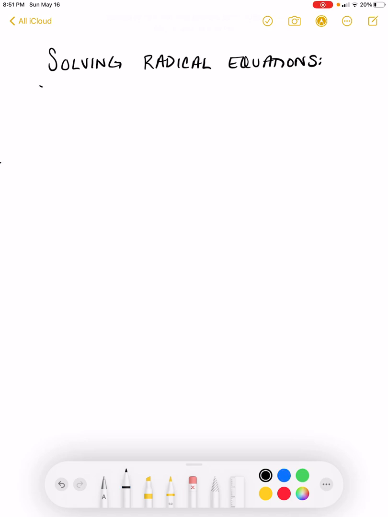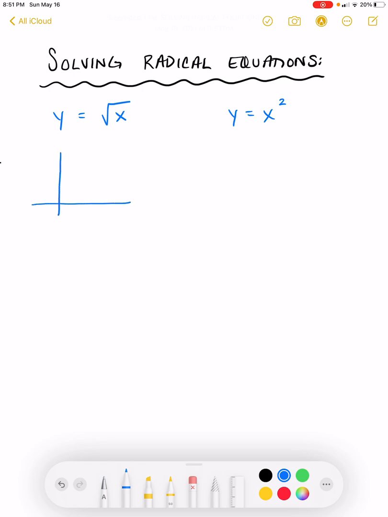All right, so what we're going to talk about in this video is how to solve radical equations. Before we get into our first example, we need to take a look at what a radical equation looks like. We're going to compare that to the graph of its inverse, or its opposite, which is y equals x squared.